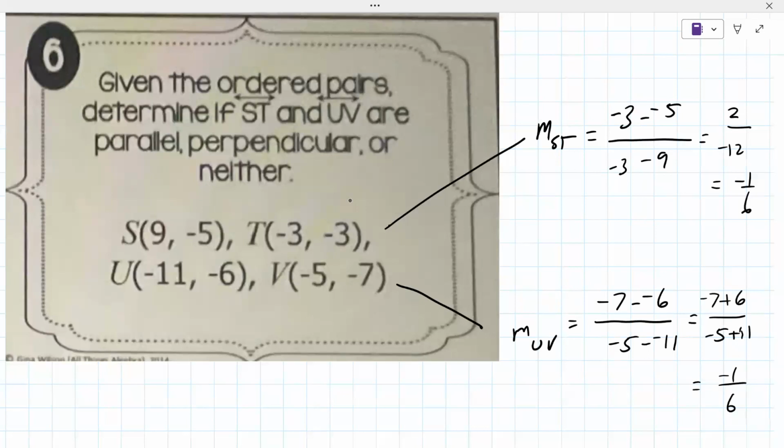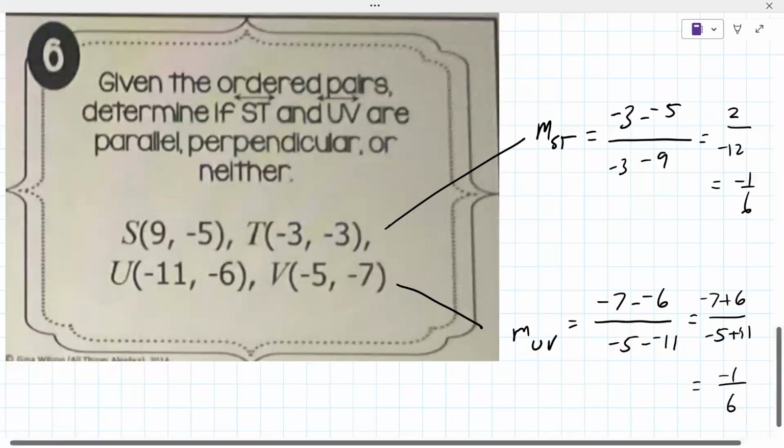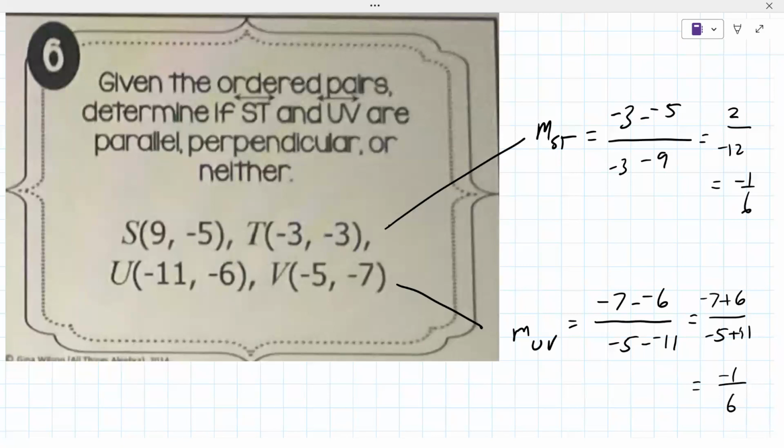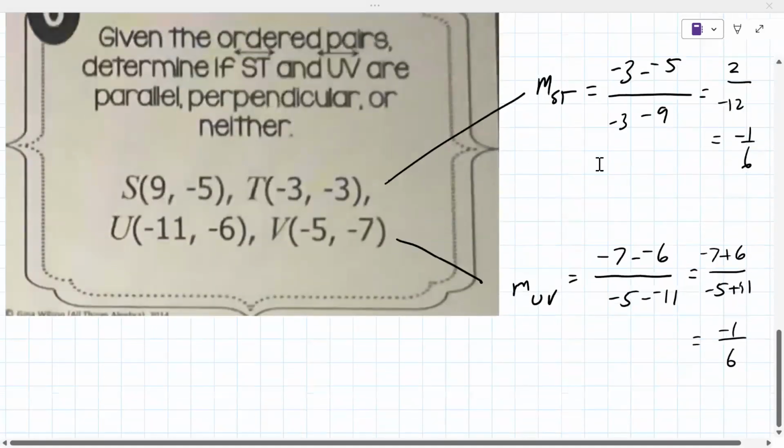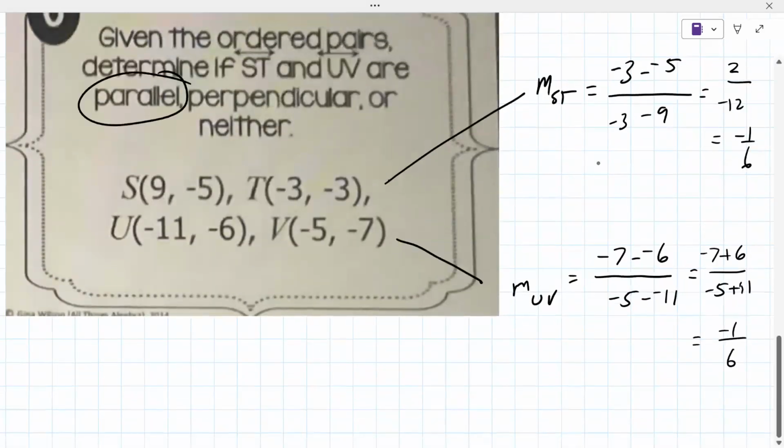I'm forgetting how to do basic math today. It's the tiny things. These are all pretty well designed to be challenging with the signs. How did I get -5 and 11 and then get 11? Like nothing happened to 11. That's okay. So these are parallel.